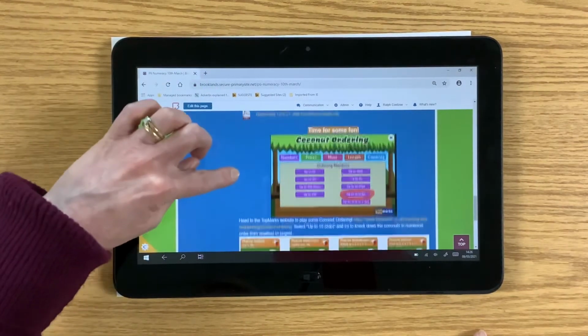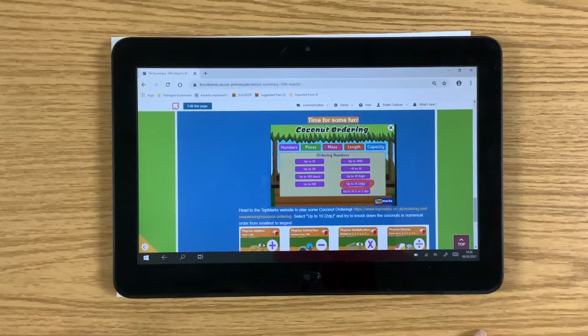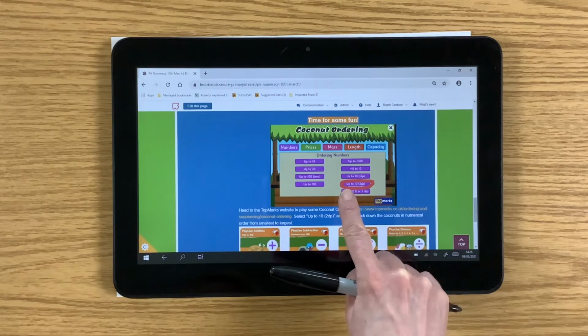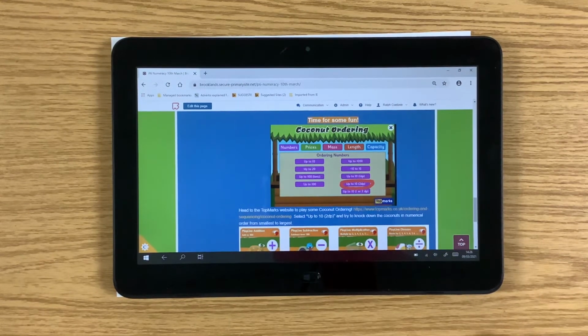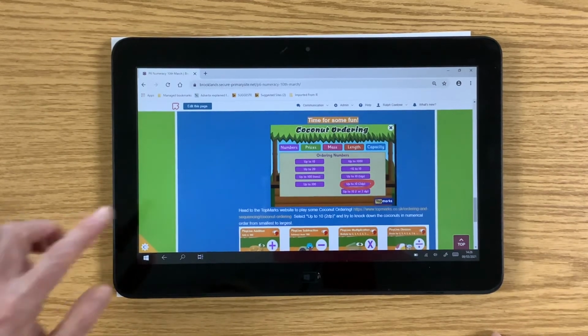Once you've done all that, I'd love you to go over to the Top Marks website and have a go at this game, the coconut ordering game. This time we're going to select the one that says up to 10, and then in brackets it says 2DP or 2 decimal places. And you're going to try and knock down the coconuts in numerical order, starting with the smallest one, working your way up to the largest one.